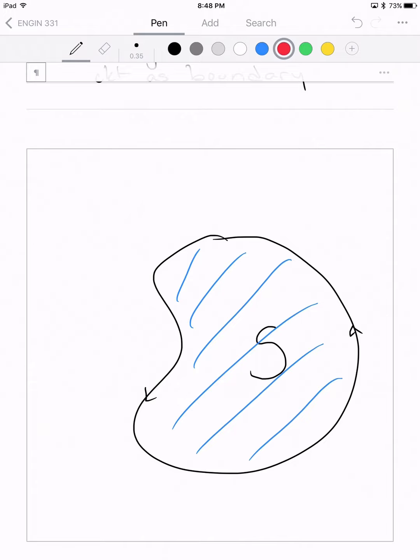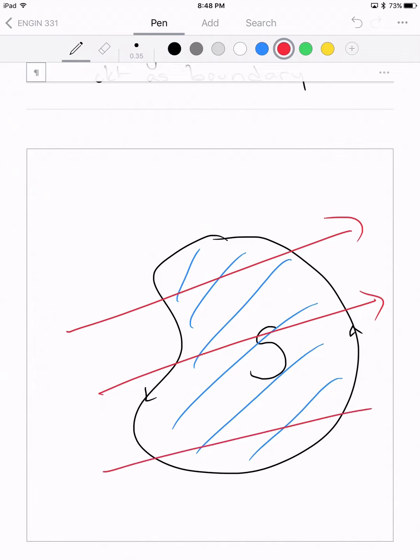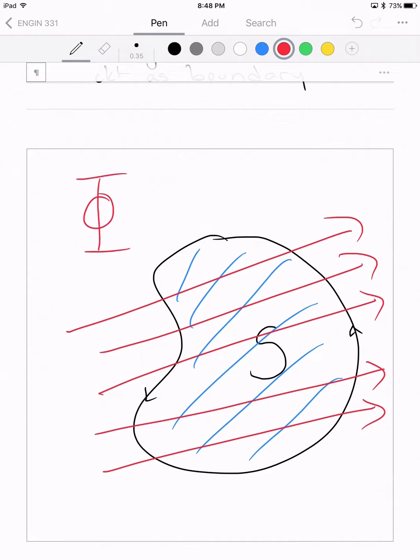And then there's some magnetic field with at least a component of it that is normal to the surface, so that there is a magnetic flux happening. And that is the situation that we're talking about.